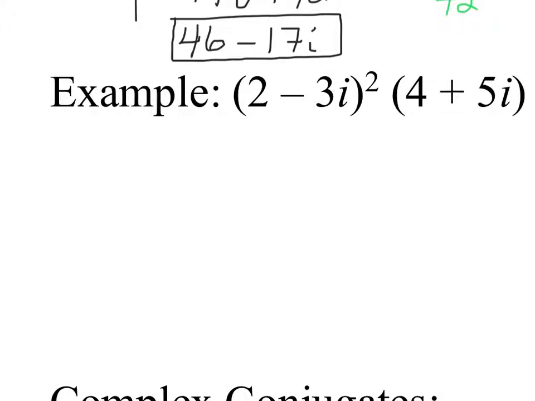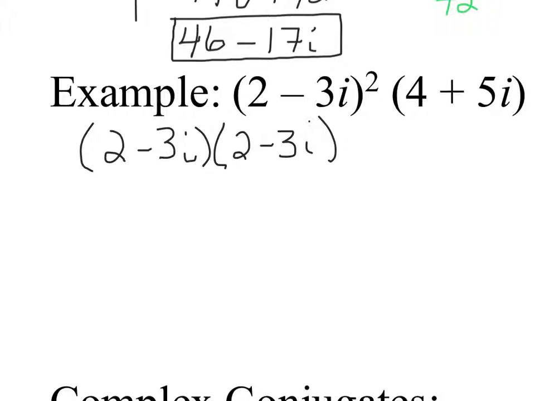So don't forget this step, because if you try to do what I just said and try to square the 2 and then square the 3i, you're going to get the wrong answer. So we have to do this whenever we have one that looks like this. We have to break it into two separate complex numbers. Then we multiply that times 4 plus 5i.